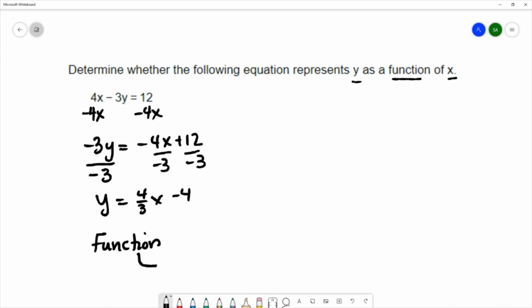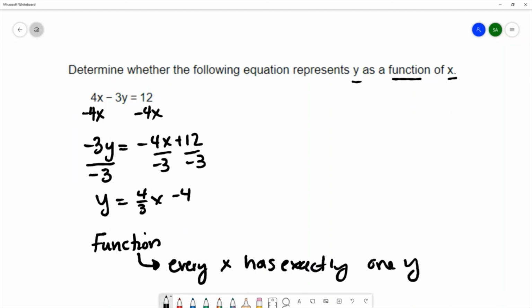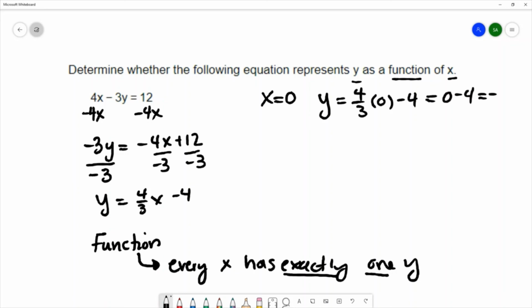The definition of a function is that every x has exactly one y. So every x that I substitute in should produce exactly one y. We can go through a few examples of those x's. I'm going to pick some nice ones that will work out easily. For instance, if I choose x equals 0, then y would equal 4/3 times 0 minus 4. 4/3 times 0 is 0, minus 4 would be negative 4. So my x produced one y value.